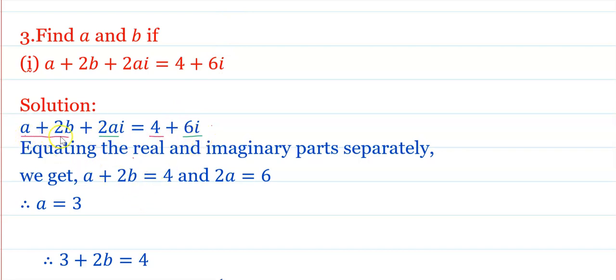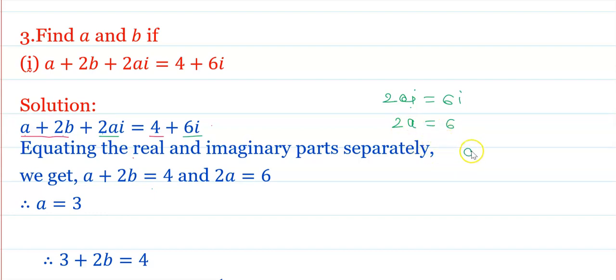Therefore, a plus 2b is equal to 4. Next is 2ai is equal to 6i. What is that? 2ai is equal to 6i. Here i gets cancelled and hence you are getting 2a is equal to 6.